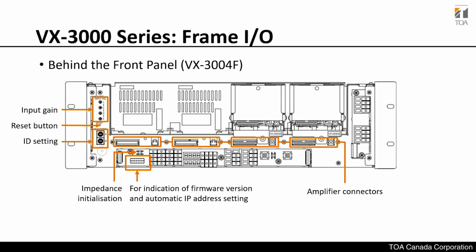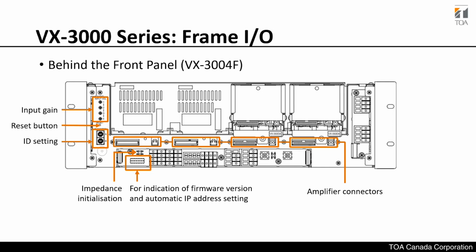For out of the box, the VX3000, there's two ways to configure its IP address. One is you can configure the IP address via dip switch. There's a setting on the dip switch, and depending on the binary settings of it, you can configure a specific IP address.